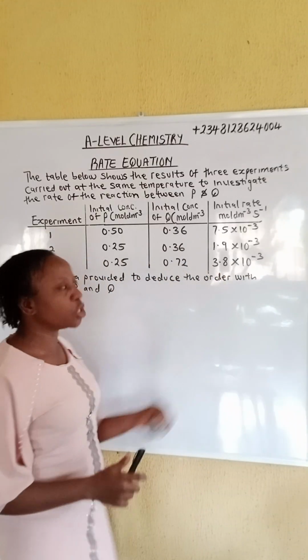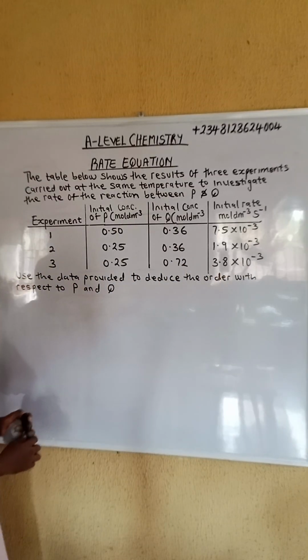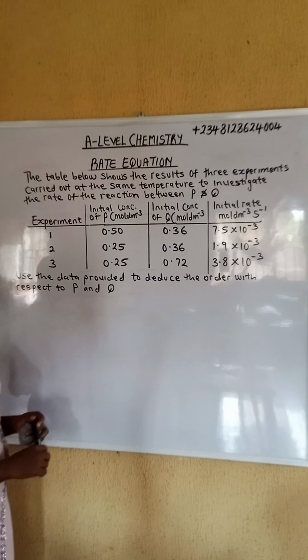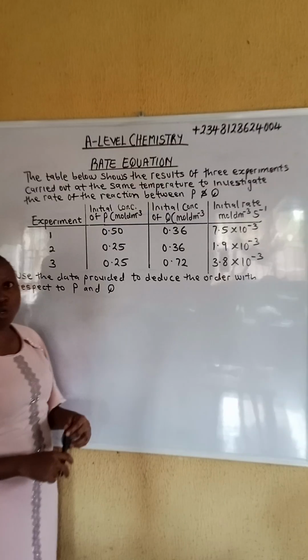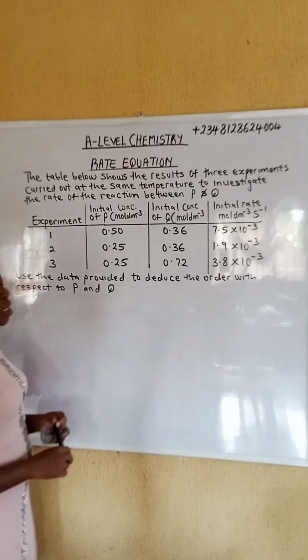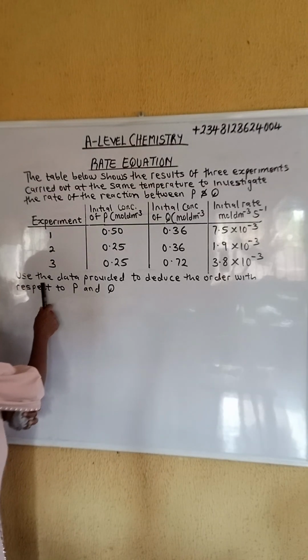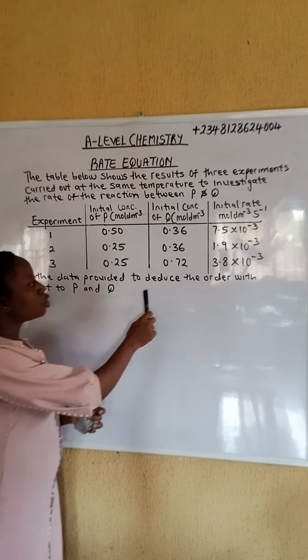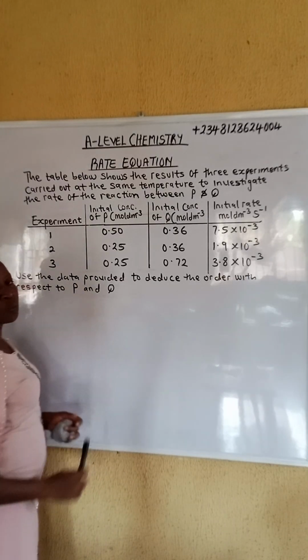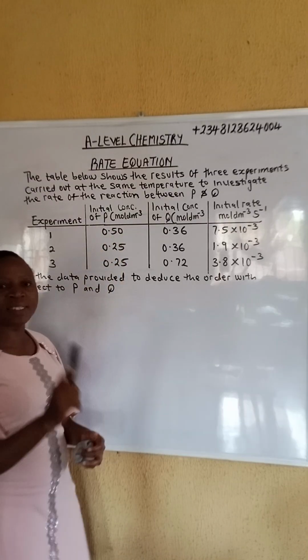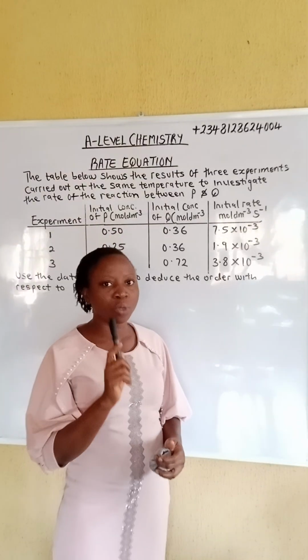Let's consider the question on the board. The table below shows the results of 3 experiments carried out at the same temperature to investigate the rate of the reaction between P and Q. The question under the table says: use the data provided to deduce the order with respect to P and Q. The rate equation is derived from reaction rate.